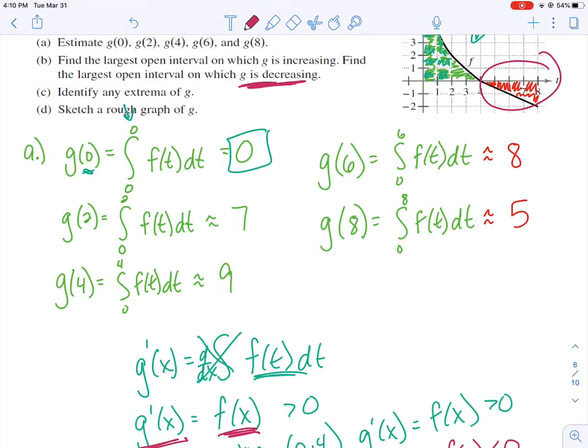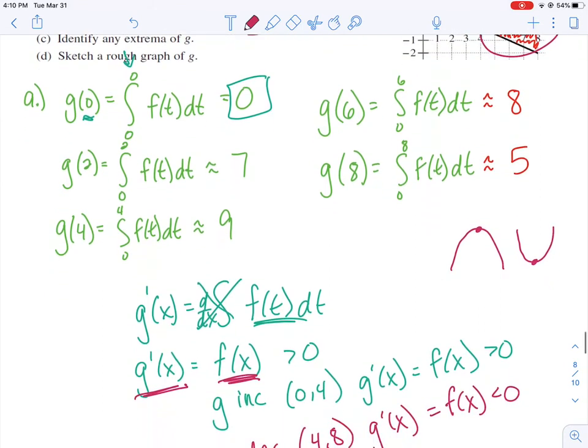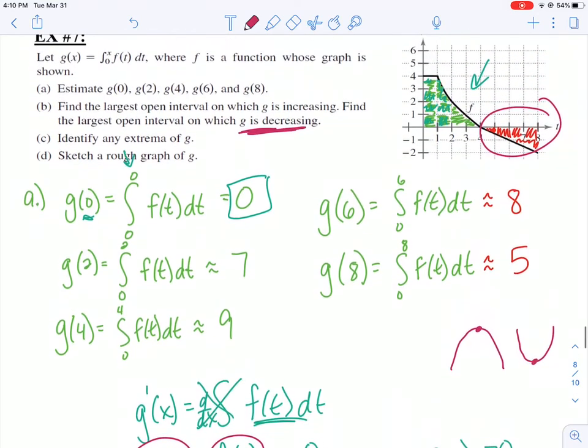All right. Part C says identify any extrema. Extrema means maximums and minimums. And so when the derivative changes from positive to negative, I've just found a maximum. Or when the derivative of g changes from negative to positive, I've just found a minimum. So if g's derivative, again, is the same thing as f, we've got to figure out where there's a sign change. If g's derivative changes signs, aka if f changes signs, then you have a relative extrema.